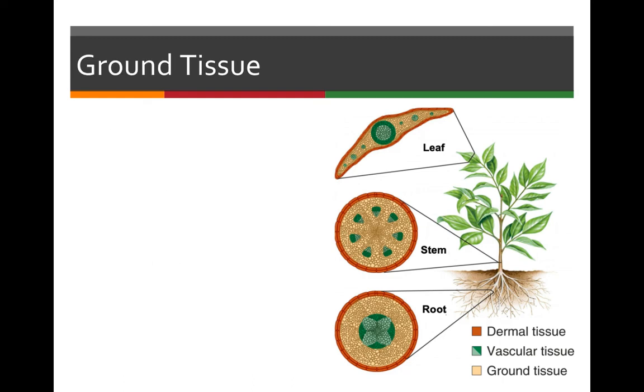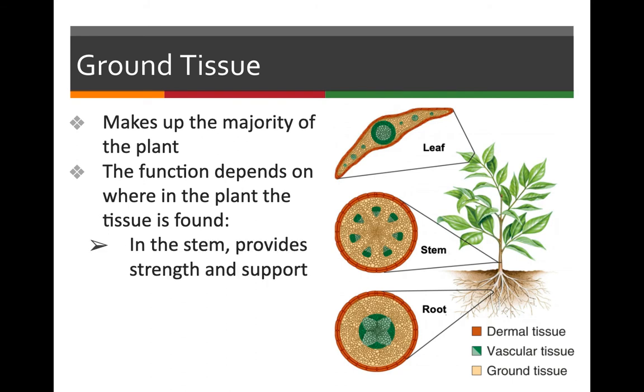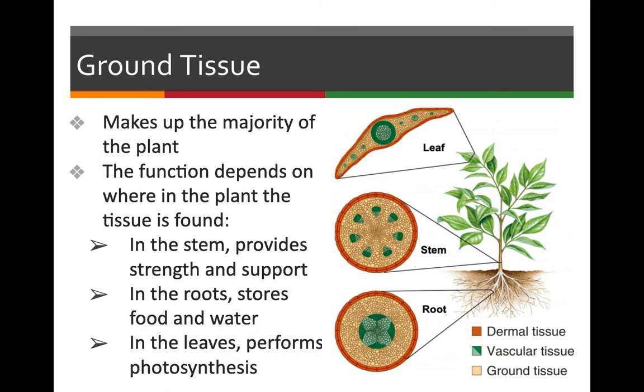Moving on to the ground tissue. So this is the lighter brown tan color in the diagram. So you can see that it makes up the majority of the plant, and the function of the ground tissue depends on where it is found in the plant. So in the stem, it's going to provide strength and support. In the roots, it's storing food and water. And in the leaves, it's performing photosynthesis.